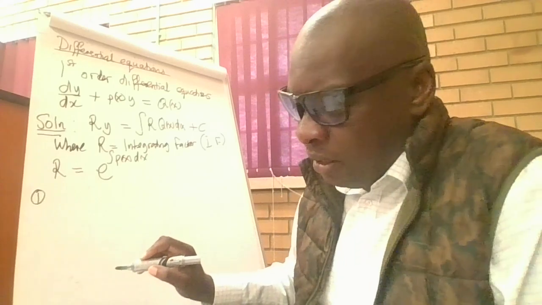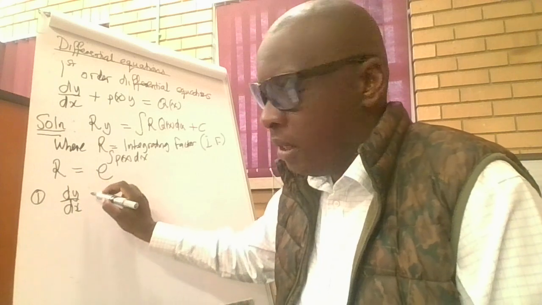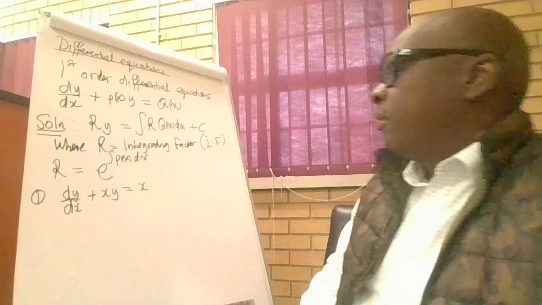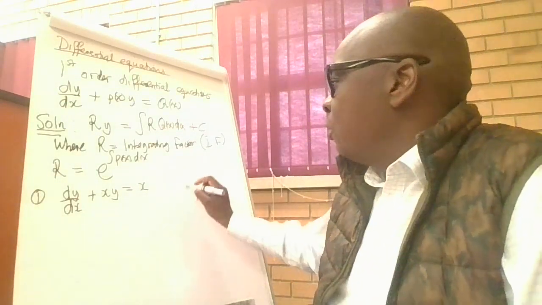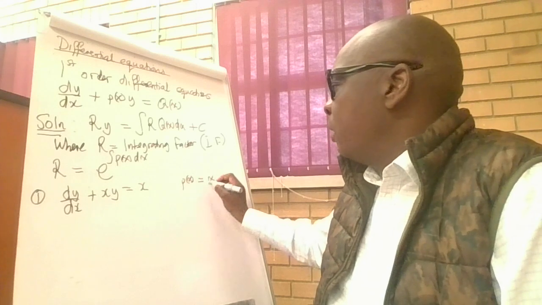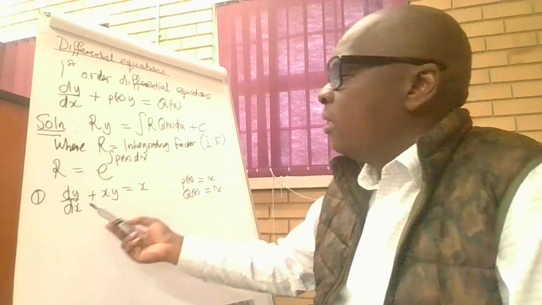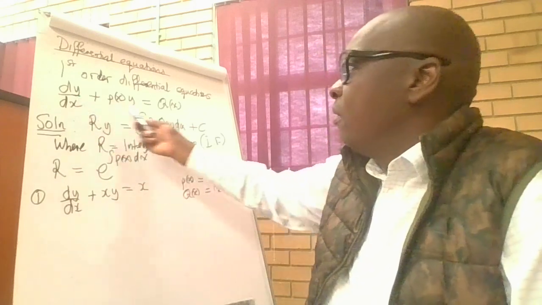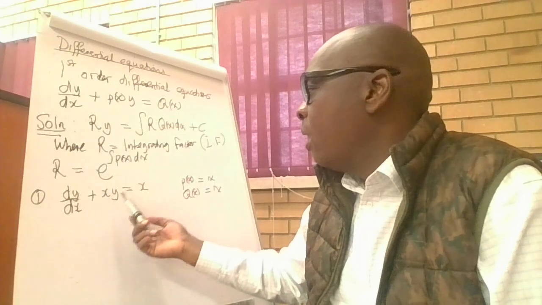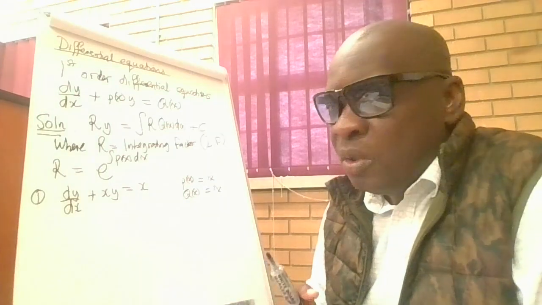If I'm given, say, dy/dx + xy = x, like that. So the very first thing that I need to do here is to pick what is my p(x). In this case, that will be x, and what is my q(x)? That will be equal to x. So you can see this differential equation is already written in the standard form. So you have your dy/dx, your p(x), your y and your q(x).